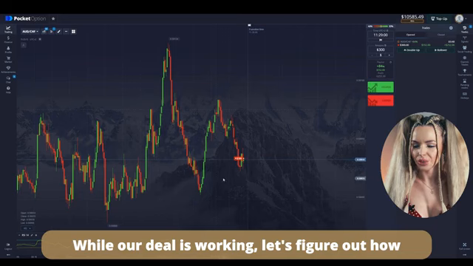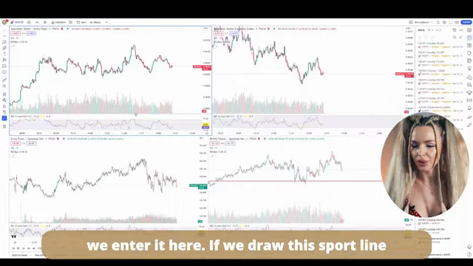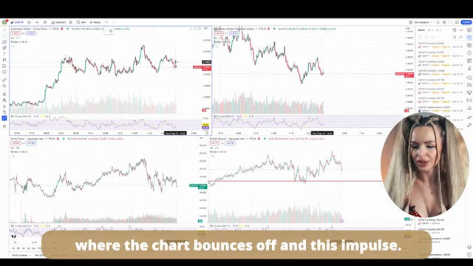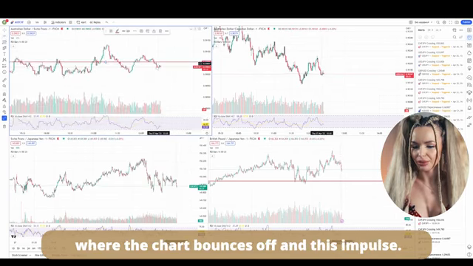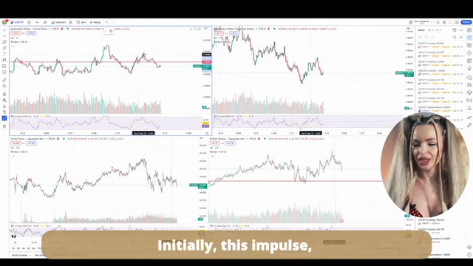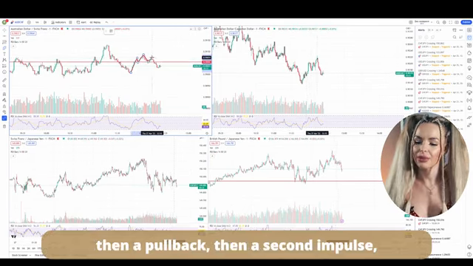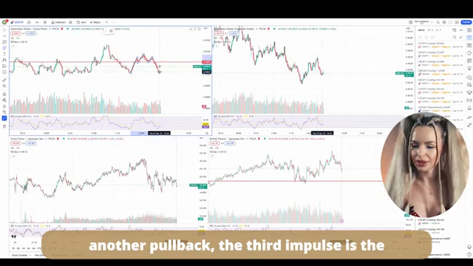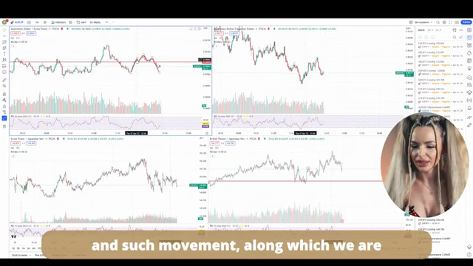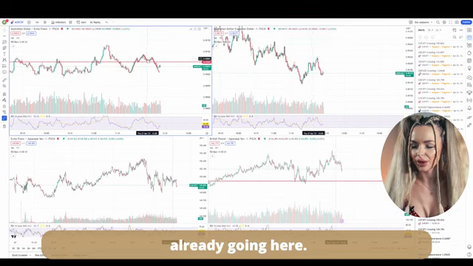While our deal is working, let's figure out why we entered here. If we draw the support line where the chart bounced off and this impulse. Now let's change the tool. Initially this impulse, then a pullback, then a second impulse, another pullback. The third impulse is exactly the same as the first. And such movement along which we are already going here.